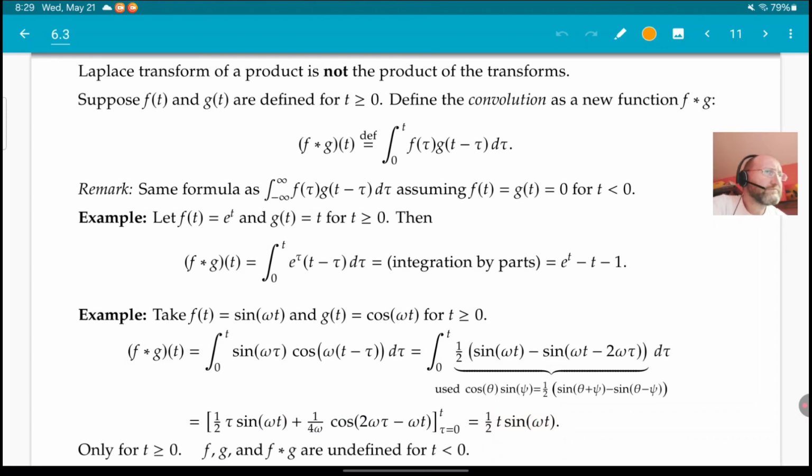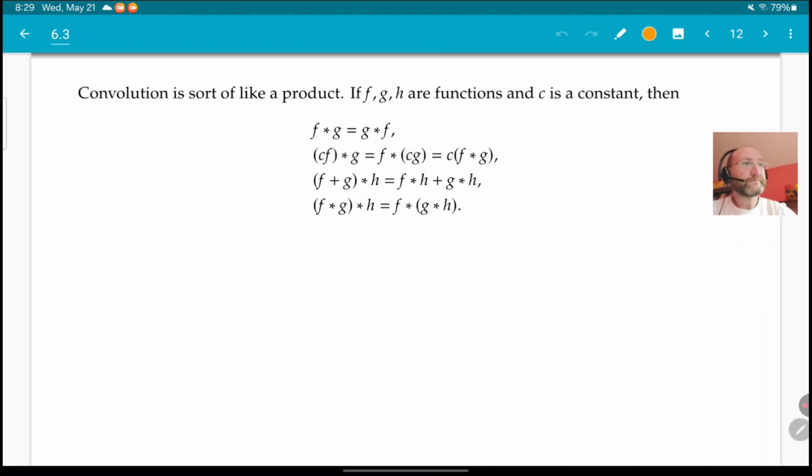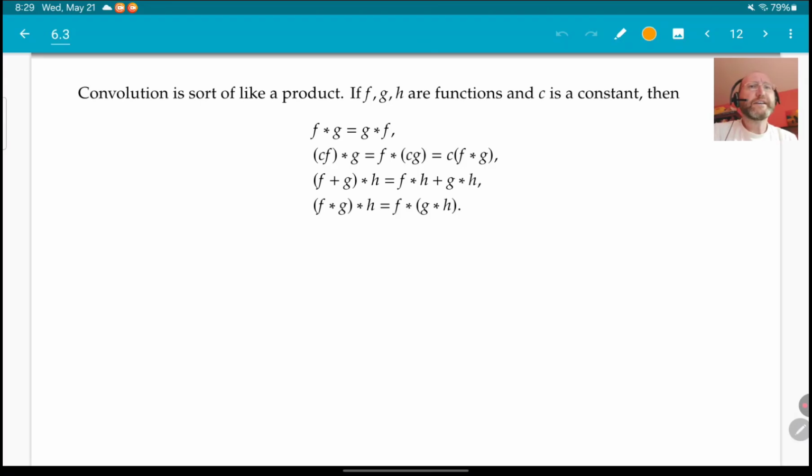And again, just think of everything as undefined for negative t. So we're just looking at positive t. All right. Now convolution is like a product. It has all the typical properties that a product would. It's commutative, so f star g is g star f.